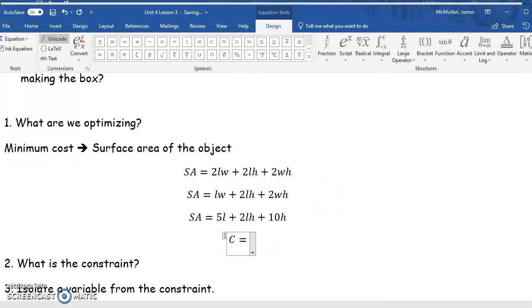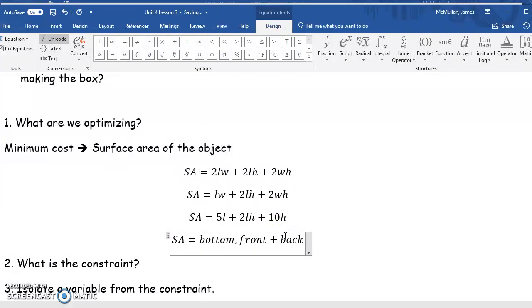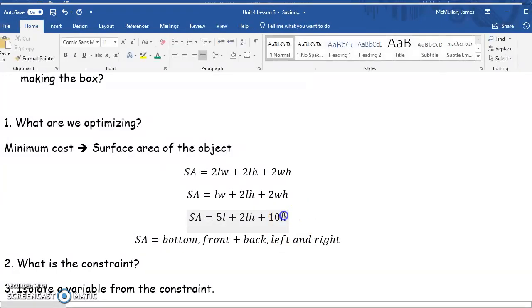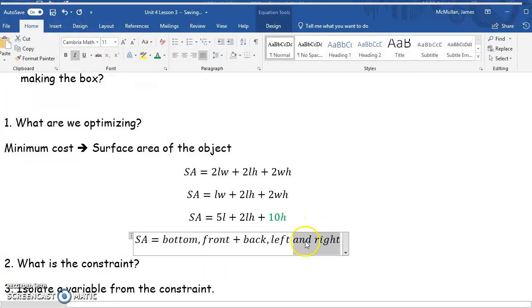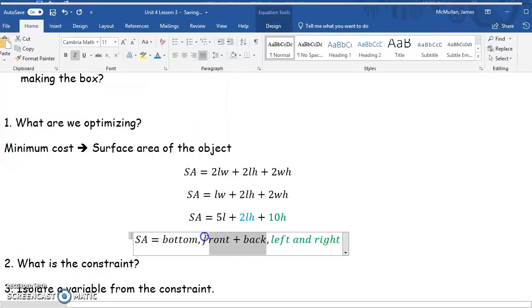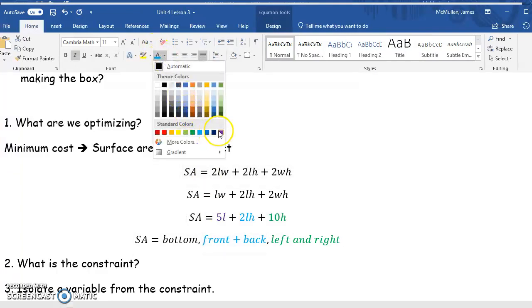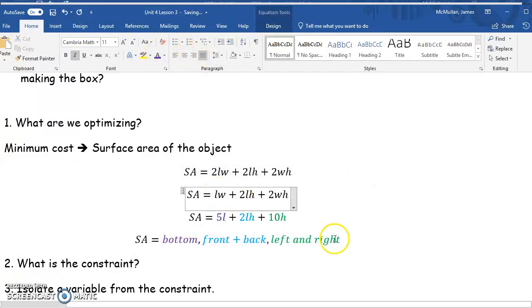I'm asking about the cost. So let's just recall for a second that the surface area is composed of a bottom, a front and back, and then a left and right side. So here's the left and right side. Okay, I'm just going to color code this just so we can keep track of it. The 2LH is the front and the back. So we'll give that a color, front and the back, a color. And then this is the bottom. The 5L is the bottom. And again, I'm not doing a top, which is why it does not say 2LH, it's just 1LH.